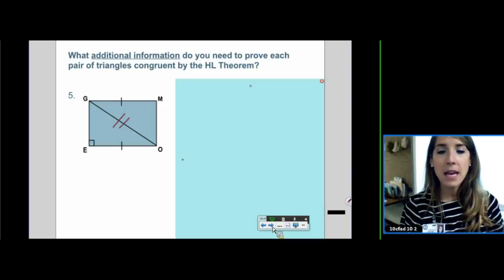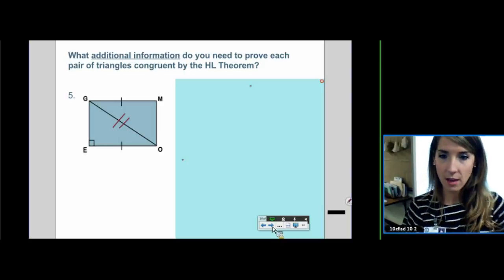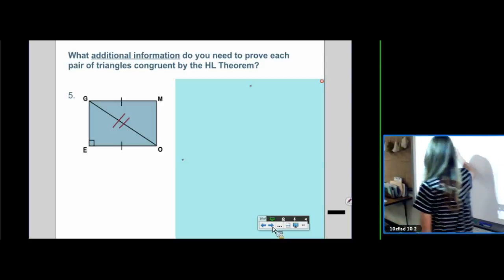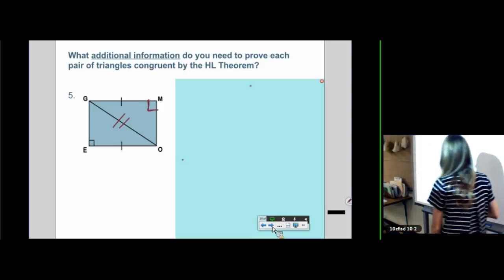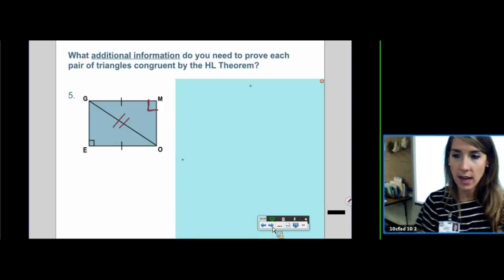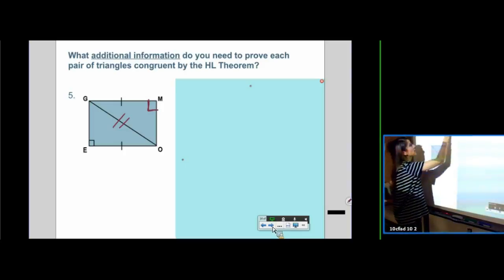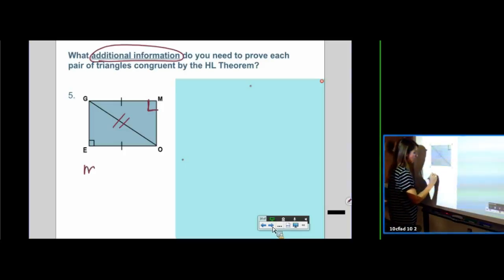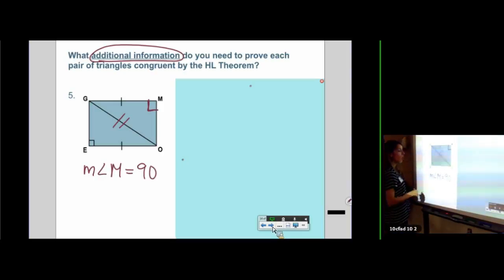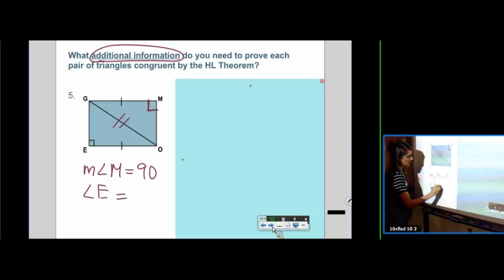Now, if I were just given this problem, I would say NP because it's missing something. It is missing this right here. Here's a few ways that you could answer this question correctly. You could write, what additional information do I need? I need the measure of angle M to equal 90. Or you could even get creative, and you could say, I need angle E to be congruent to angle M.